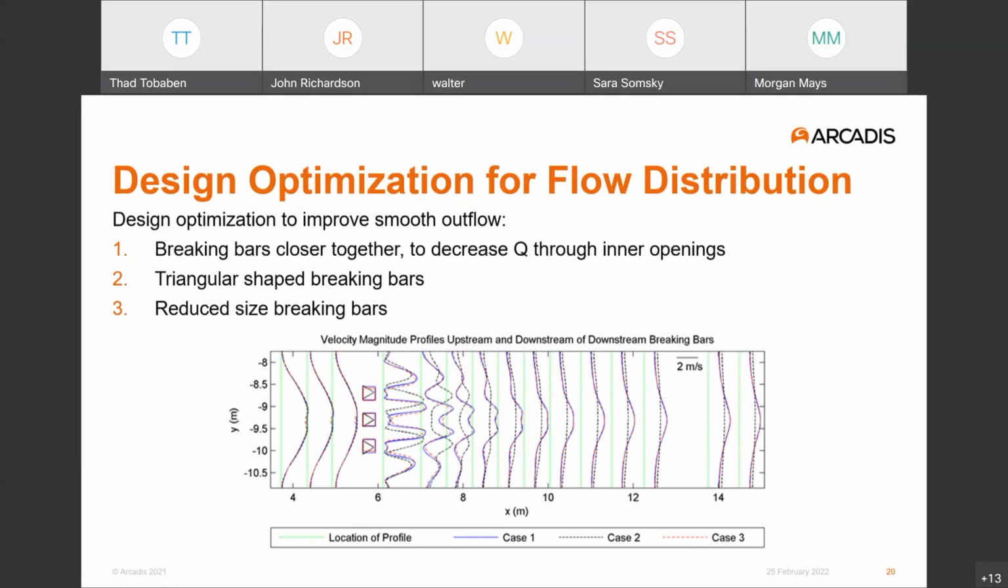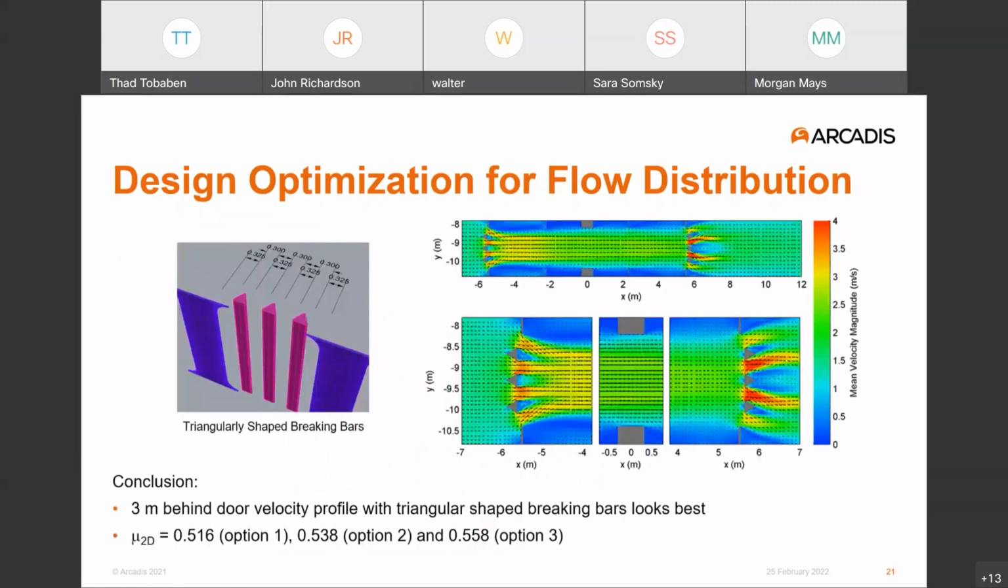An additional thing to point out is that from the preliminary design to the one where the braking bars cross-section was changed, it has a minimal effect on the discharge coefficient. So it doesn't incur more head loss or significantly less head loss. And it does smooth the velocity profile on the downstream side of the doorways compared to the preliminary design. So on this figure is an image on the left that shows kind of the configuration of the braking bars.